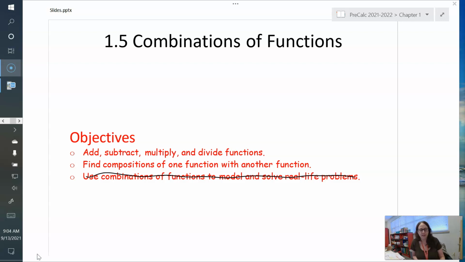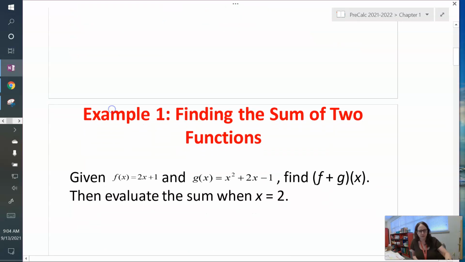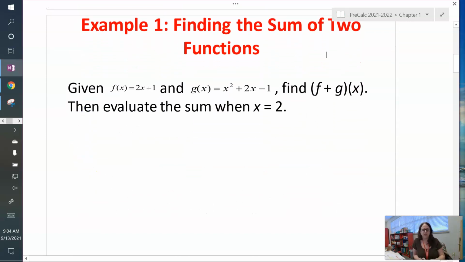Today we're going to add, subtract, multiply, and divide functions, and we're going to find the composition of one function within another. So the first thing we're going to do is find the sum of two functions, or adding. Notice the notation here. This is also function notation. This means f plus g of x. And then we're going to evaluate it at the sum where x equals 2.